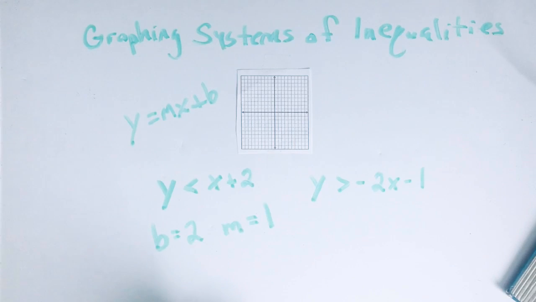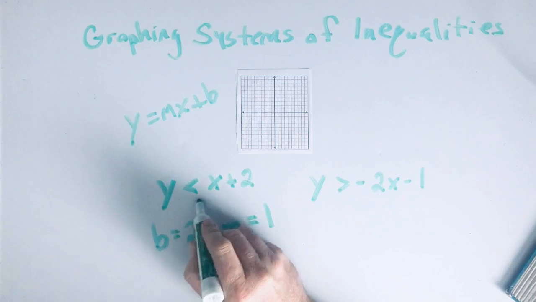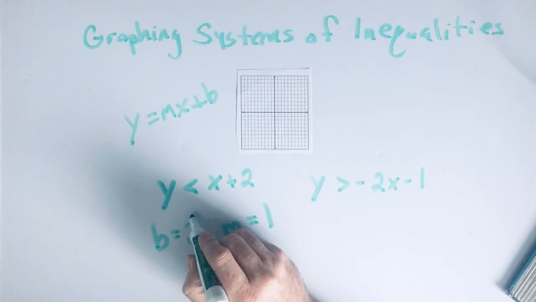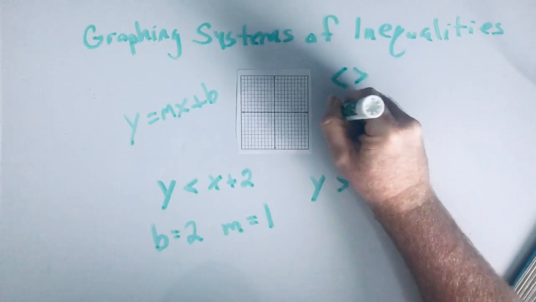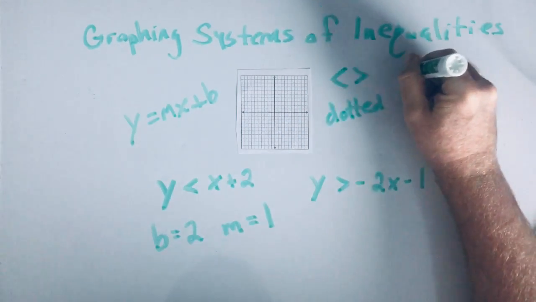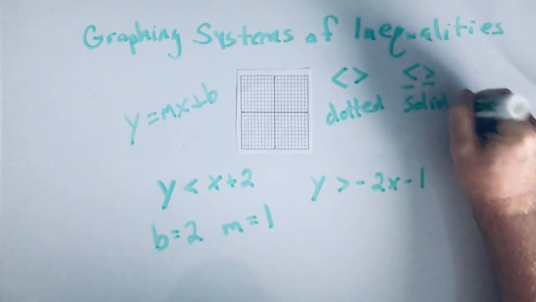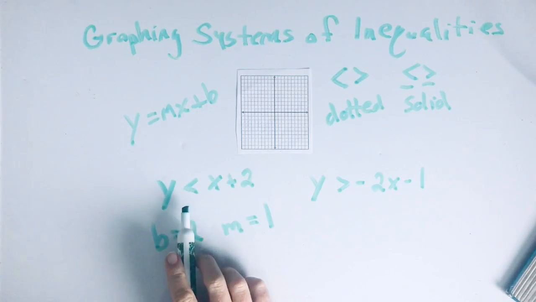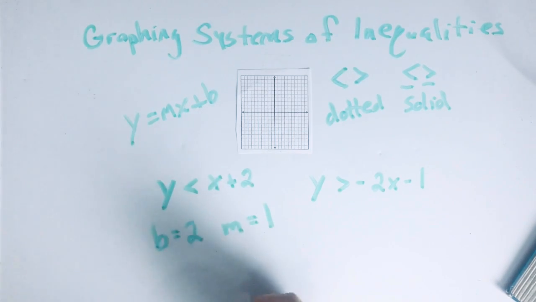But first I also want to know what kind of line this is. If it is an inequality that does not have a line underneath it, saying that it's less than or equal to or greater than or equal to, then it would be dotted. So I'll put that over here. These are dotted, and the ones that look like this are solid. So I need to find out, is this dotted or solid? Well, this one does not have a line underneath it, so it's y is less than x plus 2, and therefore it is dotted.